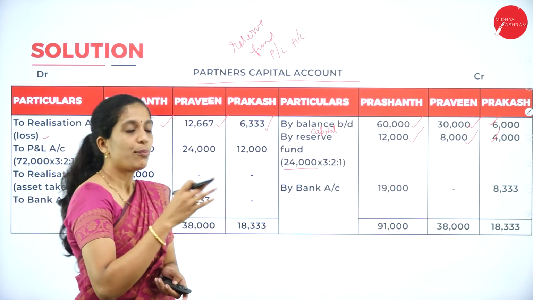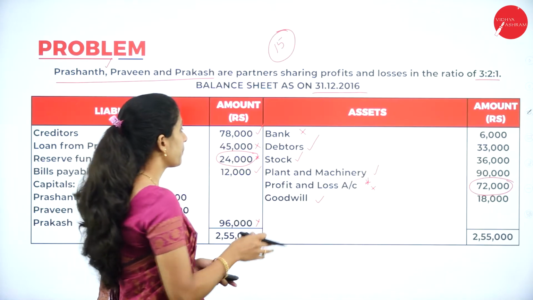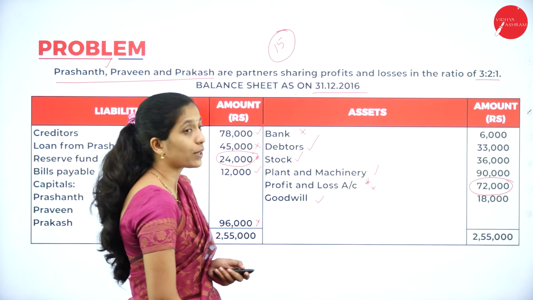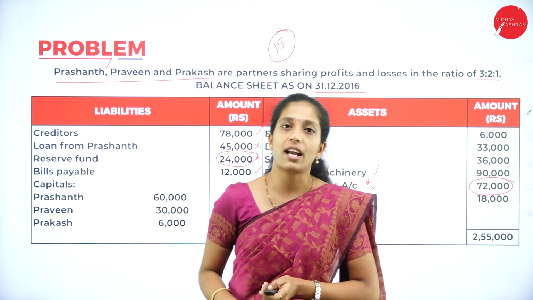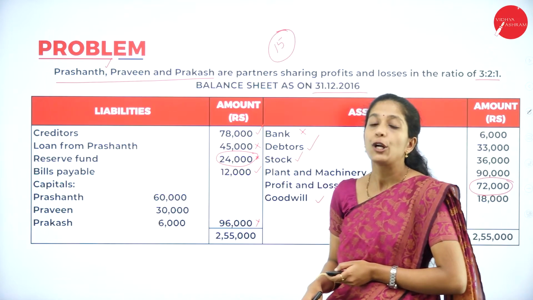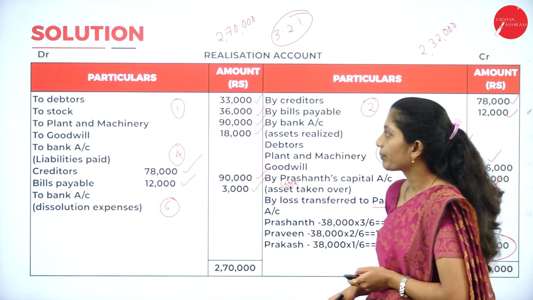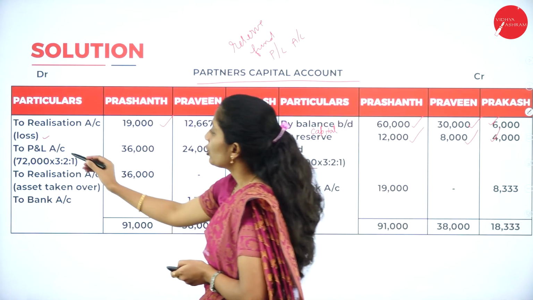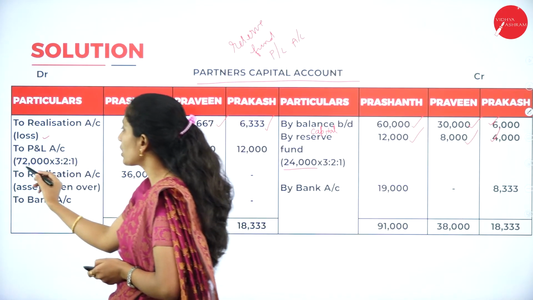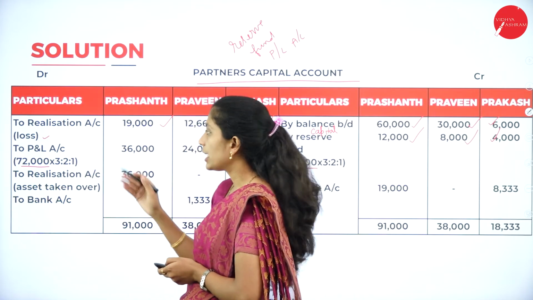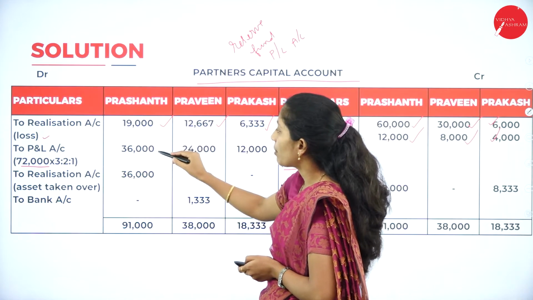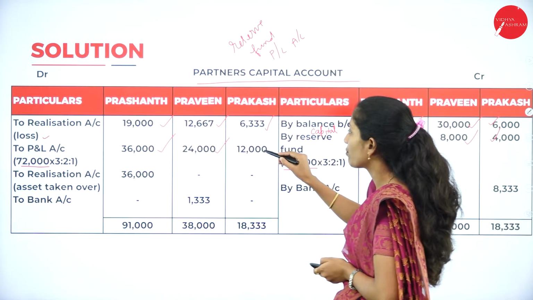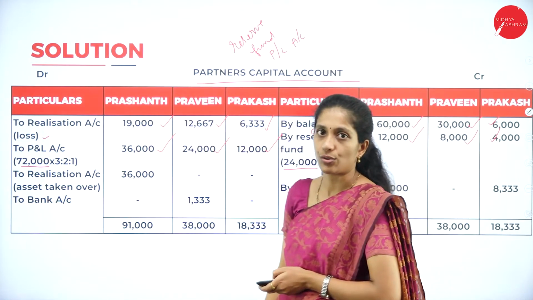In the same way, profit and loss account. So it's there in the asset side, 72,000. Transfer to the debit side of partners' capital account as to profit and loss account. So how do you transfer? To profit and loss account, 72,000 is the amount into 3:2:1. So how much does each get? 36,000, 24,000 and 12,000.